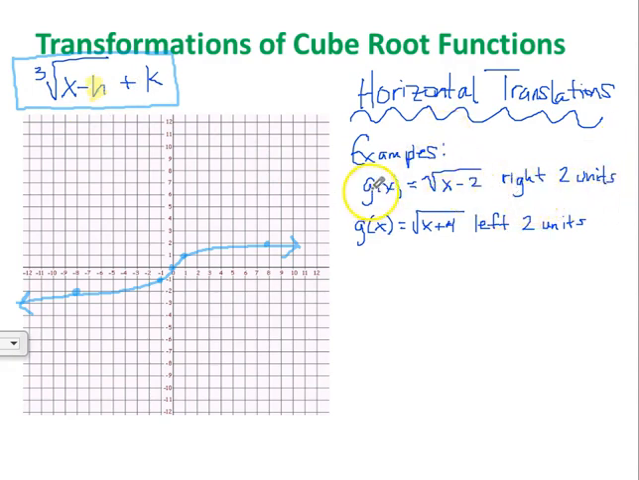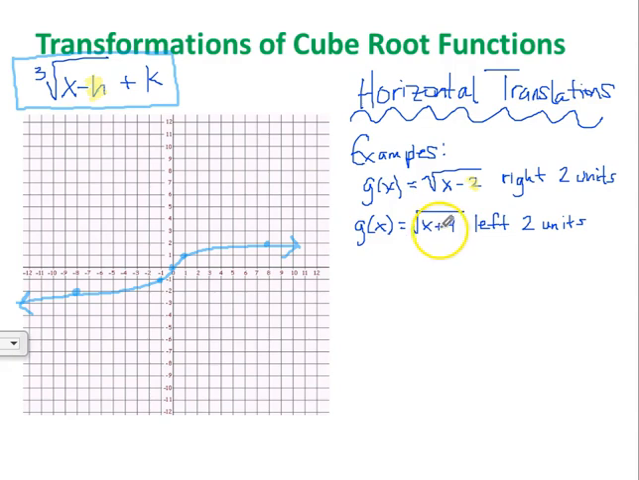So let's look at an example. If it's less than 0, we're going to the left. So let's look at two examples here. If you've got, underneath your root sign, a plus or minus, we're moving left or right. So look at this first example. g of x equals the square root of x minus 2. So the h value is just 2. It's a positive 2. So that tells us we're going to go to the right 2 units.